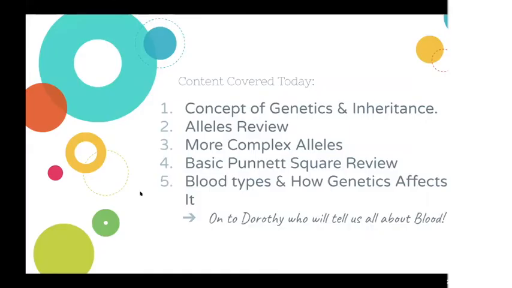Next slide, please. All right, so the contents we will be covering today is the concepts of genetics and inheritance. We'll have a little review on alleles, and we will go into a bit more complex alleles. We'll of course do our Punnett Square review again. And then we're going to talk about blood types and how you can understand the blood types and how genetics basically affects it. And it will transfer to Dorothy, who has a whole new slide prepared for us.